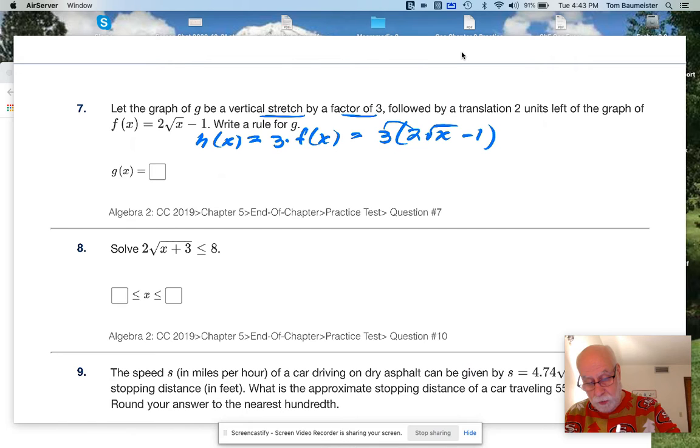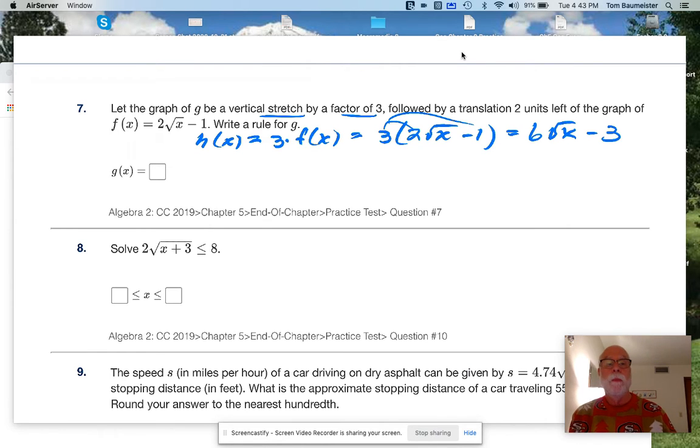Now we're going to distribute that 3 through the parentheses. So I'll get 3, I'll get 6, square root of x minus 3. Now that's just for the first part.